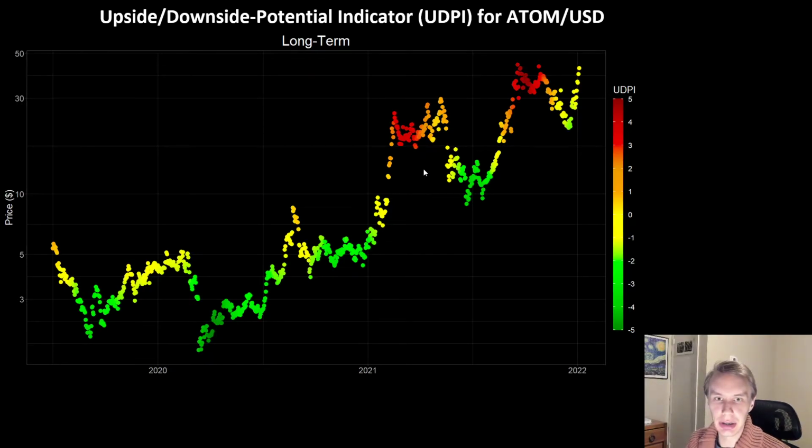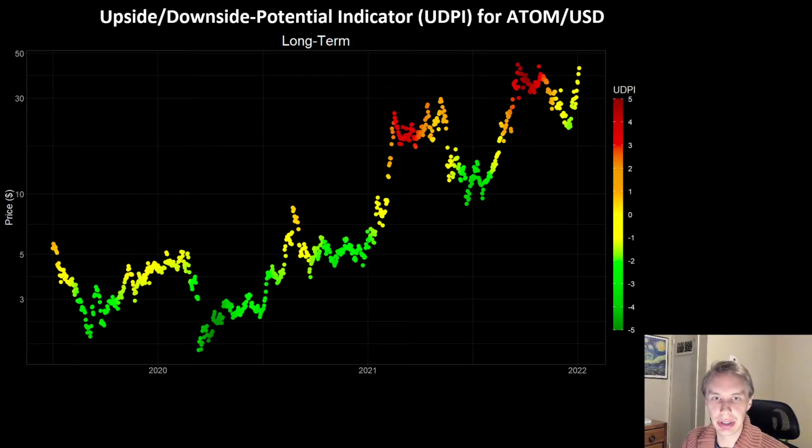And if you saw the recent video that we put out on the channel, you'll know that we now have new versions of the UDPI that allow us to do things that the older version couldn't. One of the things that we can do is look at risk across different time frames. So what I'm showing you here is the longer term version of the Atom UDPI.